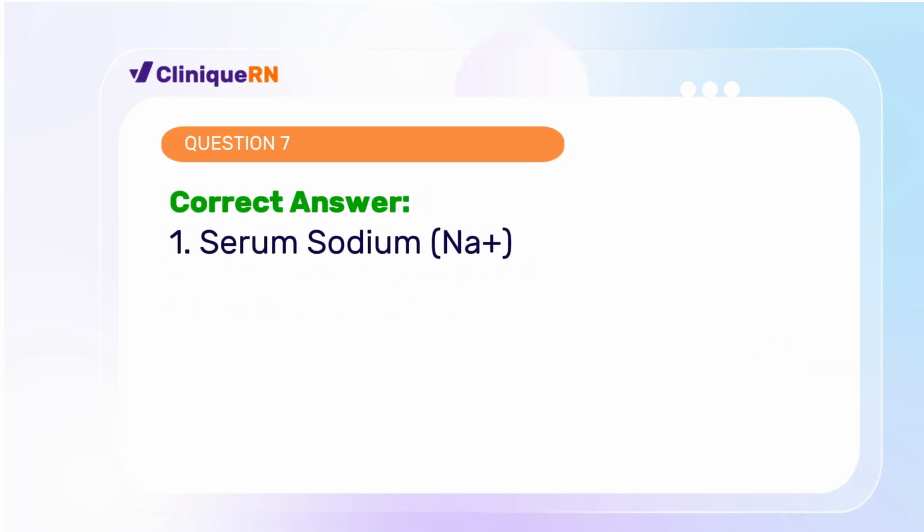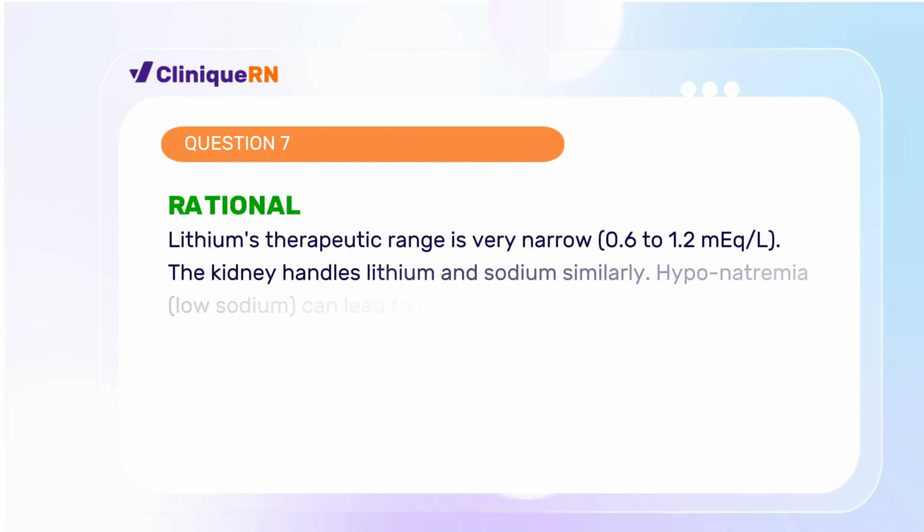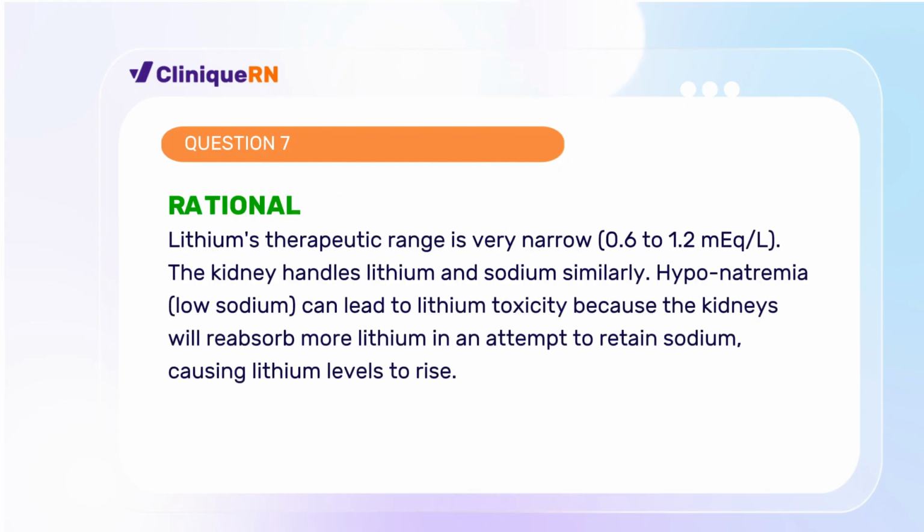Correct answer: 1. Serum sodium, Na+. Rationale: Lithium's therapeutic range is very narrow, 0.6 to 1.2 milliequivalents per liter. The kidney handles lithium and sodium similarly. Hyponatremia, low sodium, can lead to lithium toxicity because the kidneys will reabsorb more lithium in an attempt to retain sodium, causing lithium levels to rise.